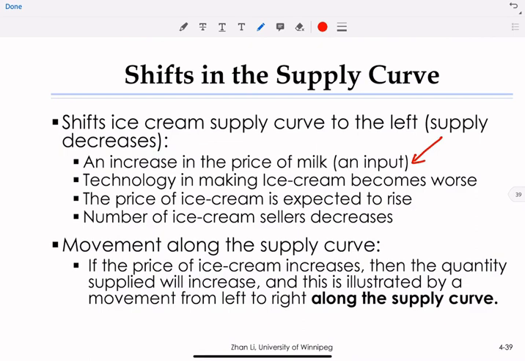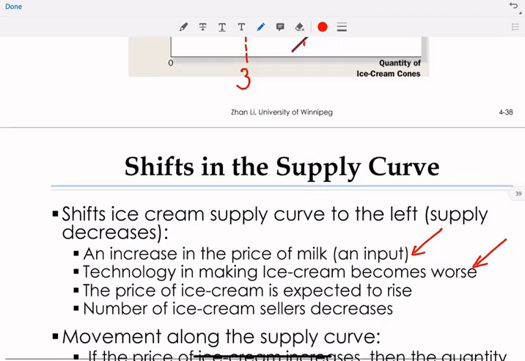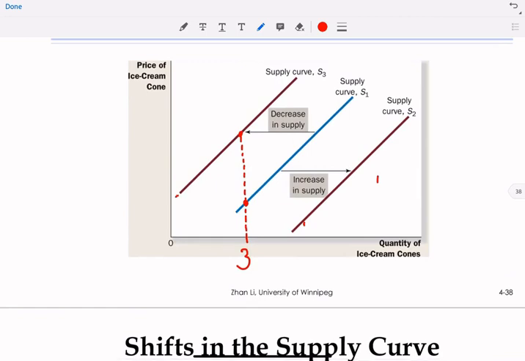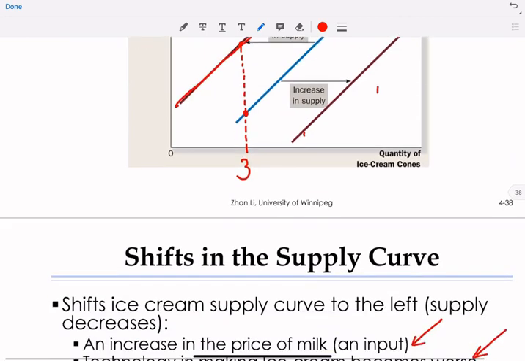Now, the second, technology in making ice cream becomes worse, right? So here, you could imagine that because technology becomes worse, it is more expensive to make ice creams, right? So again, you will get this S3 supply curve.